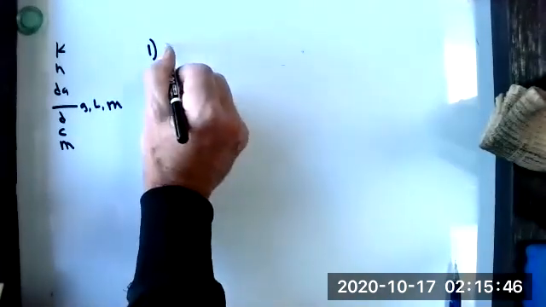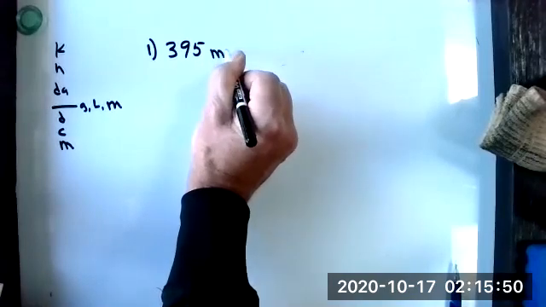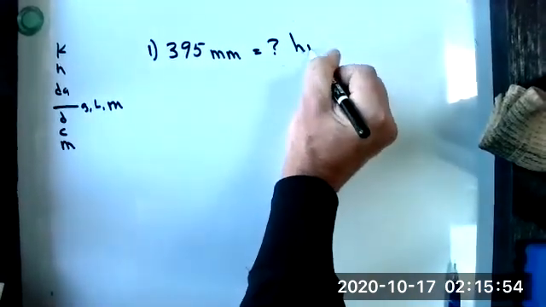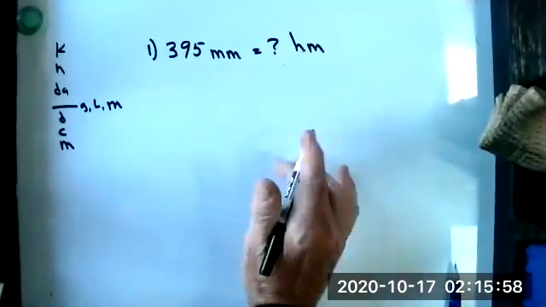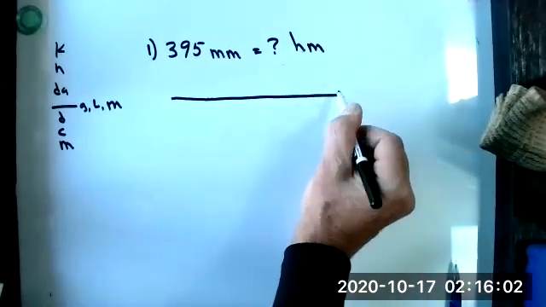we had 395 millimeters and we wanted to know how many hectometers that's equal to. Okay, you have to build the bridge. You've got to build the bridge. We'll use these the rest of the year.